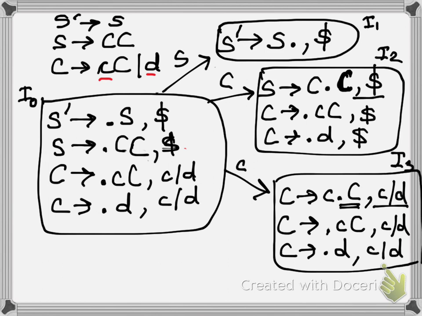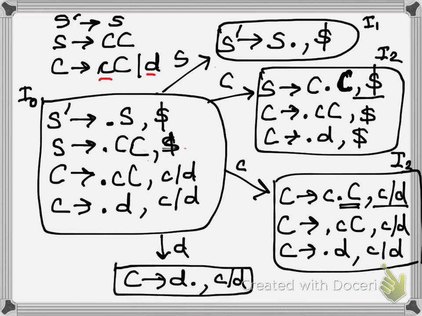Now you may note that this item here and this item here look the same. But what is different? The look aheads are different. They have different look aheads, so they are considered to be different. So this is our I3 set. Then we also have goto on D. On D we will have C derives D dot, and the look ahead for the first one always remains the same. So that's it. So this is I4.